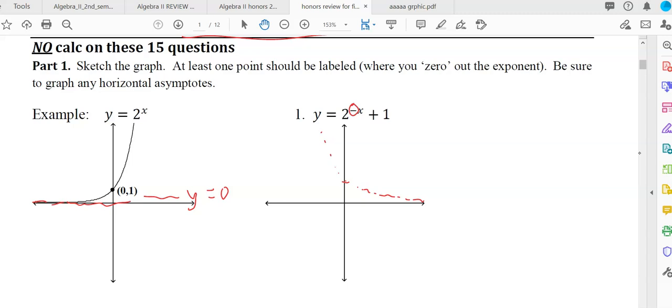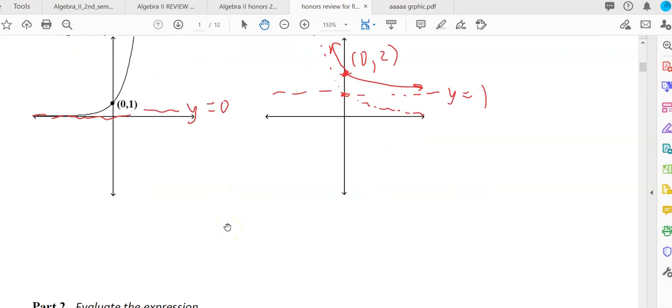The asymptote is at y equals 0, but this moves it up 1. So you're actually going to move the asymptote up from y equals 0 to y equals 1. And then the point here, instead of being at (0, 1), is going to be (0, 2). The graph is going to come down and look something like that. I don't require a lot of points on that graph, just the behavior to be correct and the asymptote.